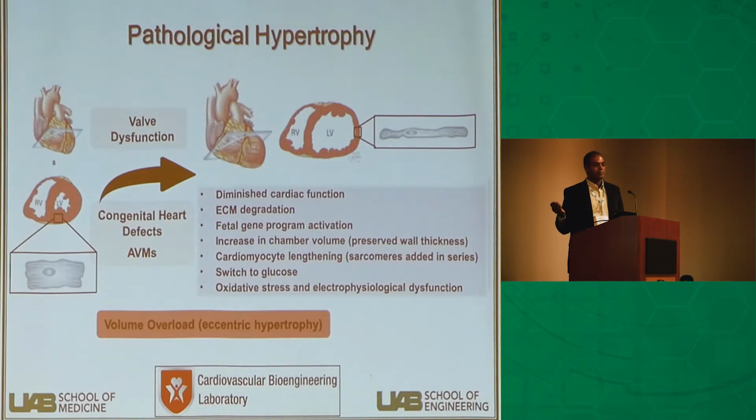Again, you see diminished cardiac function, but instead of fibrosis, what you see here is ECM degradation. Once again, activation of fetal gene programs. There's an increase in the chamber volume, not necessarily a change in the wall thickness. So these myocytes become longer as a consequence of adding sarcomeres in series. There's a switch to glucose once again, oxidative stress, and electrophysiological dysfunction.